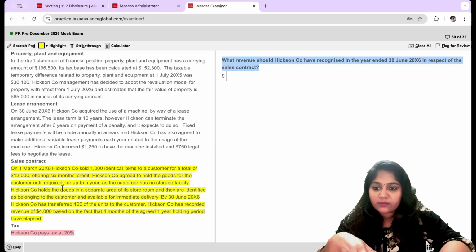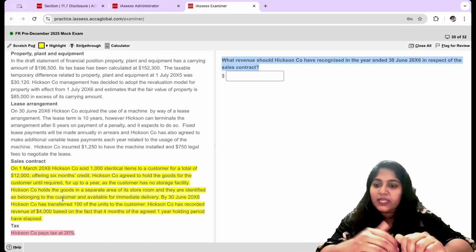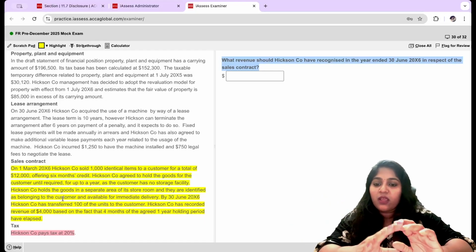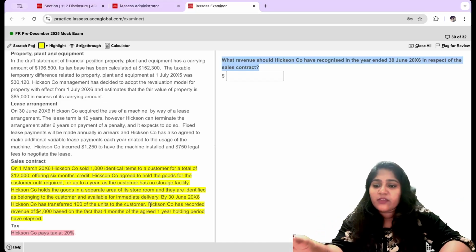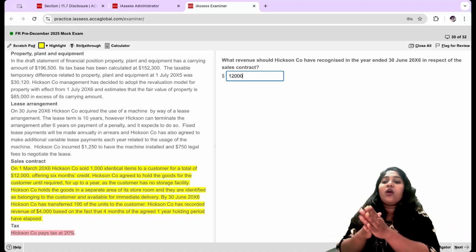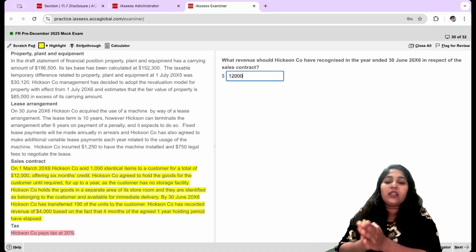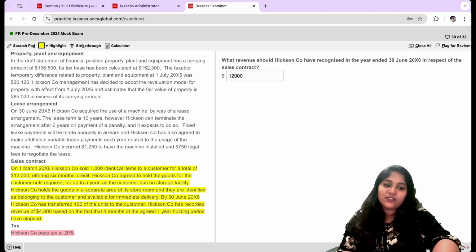Why are we keeping it? The customer has no storage facility. Tick mark. Hicks and Company holds the goods in a separate area of its storeroom. Very good. They are identified as belonging to the customer and available for immediate delivery. Guys, you don't have to worry about anything, like we have not transferred. The entire $12,000 can be treated as revenue because it is a bill and hold arrangement. That should be the end of your section B. And let's happily move to section C.